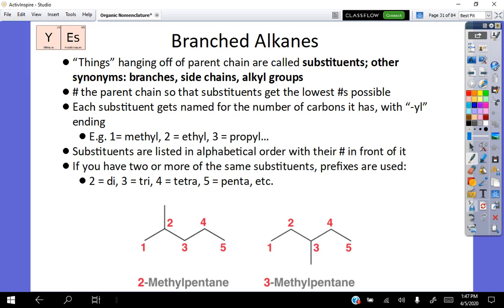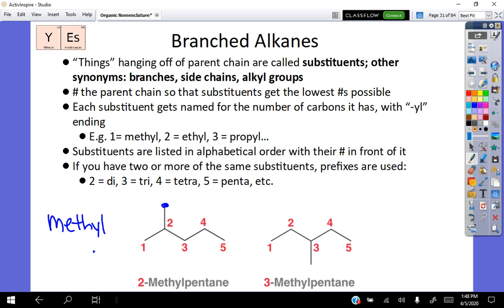After we number, each substituent gets named for the number of carbons it has, and we change the ending to -yl. So there is 1 carbon right here on this chain. So 1 carbon has the prefix meth. Before we named it methane, so we turn it to methyl. If we have more than one substituent, they're going to be listed in alphabetical order with their number on the parent chain in front of it.